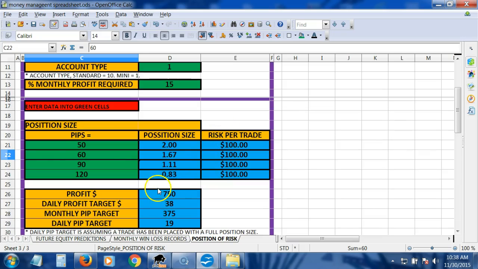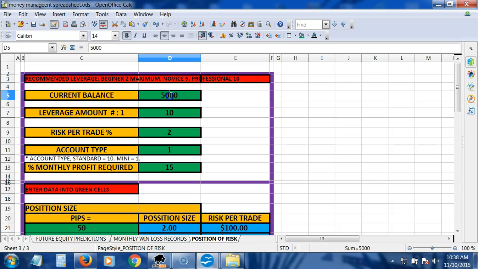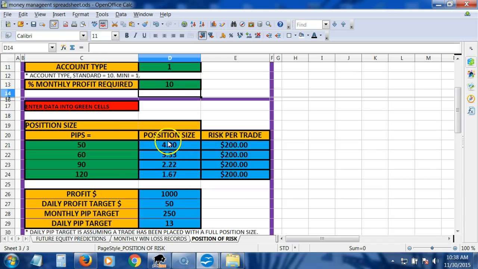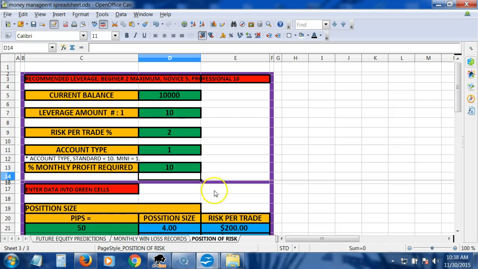This spreadsheet does everything for you. If you were doing a 10,000 account with the same numbers inside, and let's say we want 10%, we can risk 2% off of 10,000, which is a $200 trade. That's the maximum that you can risk. Maximum position size is 4, which would actually be a 0.4, instead of a 4, on 50 pips.